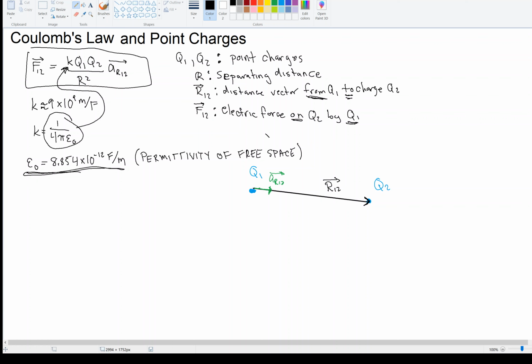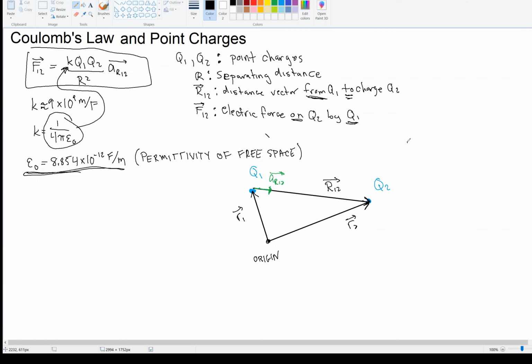Also, we usually set up a coordinate system, and I've made no assumptions about where these charges are located, so I'm just going to pick maybe here. There's my origin of my coordinate system. And then from the origin, I can talk about some position vectors. There's the position vector for Q1. And here's the position vector for Q2. So we've got the position vectors, and then R is the distance vector. And we talked about these things before.